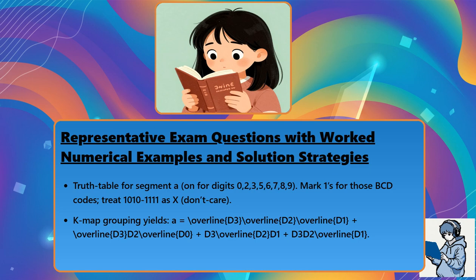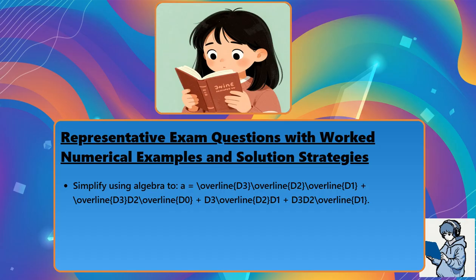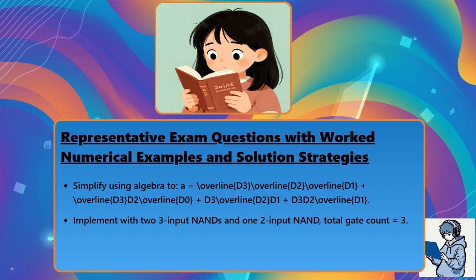K-map grouping yields: A equals not D3 not D2 not D1 plus not D3 D2 not D0 plus D3 not D2 D1 plus D3 D2 not D1. Simplify using algebra. A equals not D3 not D2 not D1 plus not D3 D2 not D0 plus D3 not D2 D1 plus D3 D2 not D1. Implement with 2 3-input NANDs and 1 2-input NAND. Total gate count equals 3. These worked examples illustrate the systematic approach expected in exams.